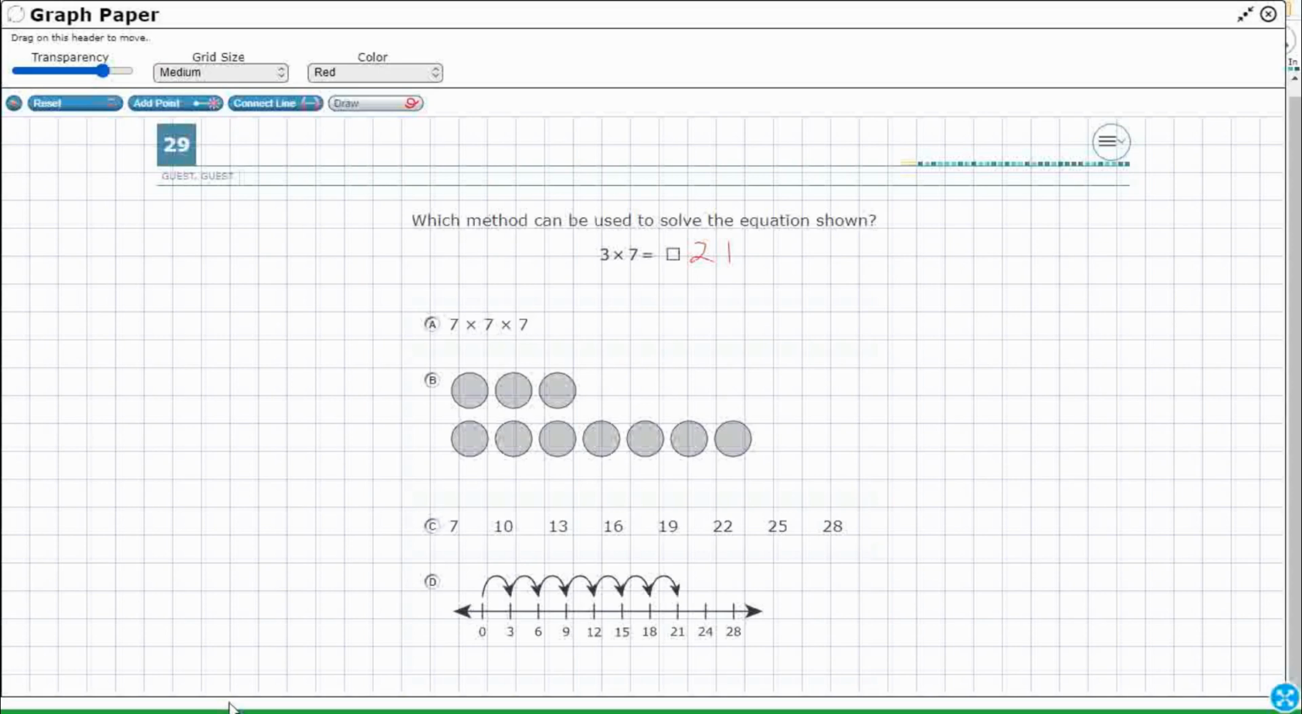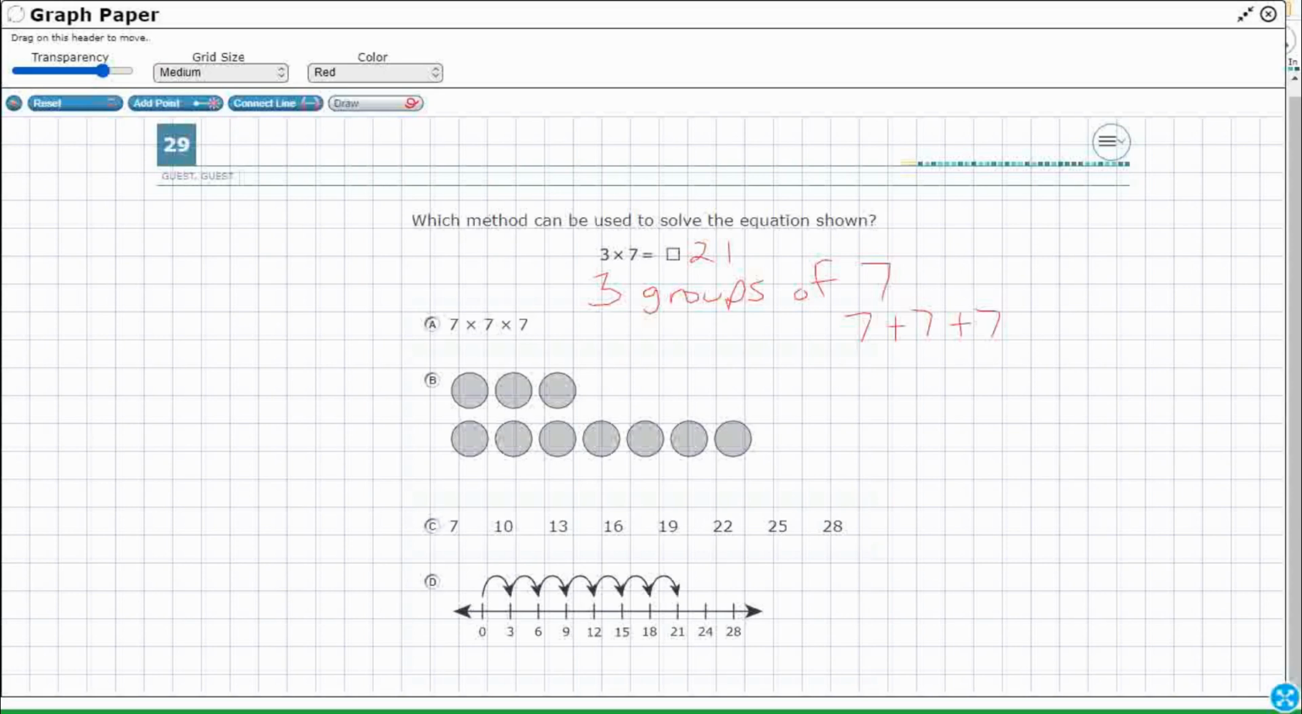Okay, so let's look at A. 7 times 7 times 7. So 3 times 7 means 3 groups of 7. And you know what? A is tricky. A has 3 sevens. But when we're talking 3 groups of 7, this is what we're talking about. We're talking about 7 plus 7 plus 7. What we're doing is relating multiplication to repeated addition.